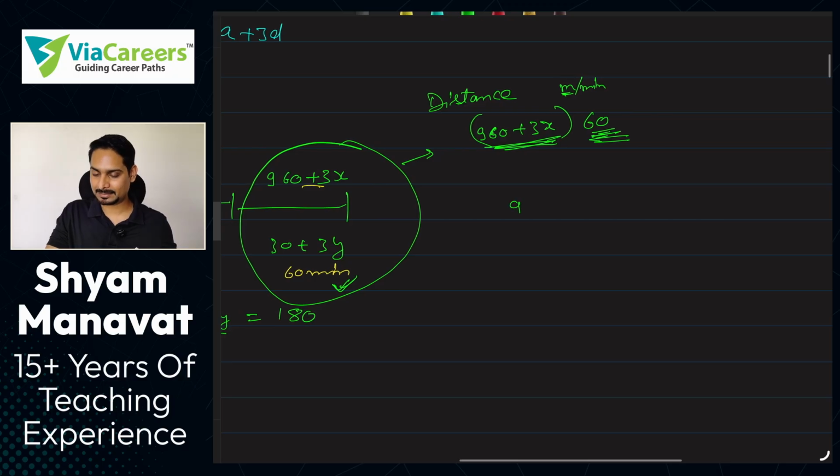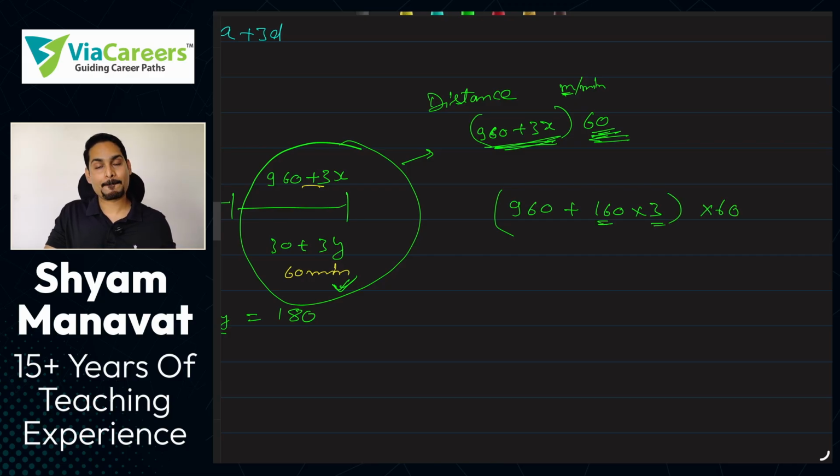this will become 960 plus 160 into 3, okay, multiply by 60. 16 3s are 48, 48 ऐड कर दो यहाँ पे 96 में, 960 प्लस 480 ऐड कर दो and then multiply by what, 60. Okay, I will leave you here. आप ये calculation खुद से कर सकते होंगे.